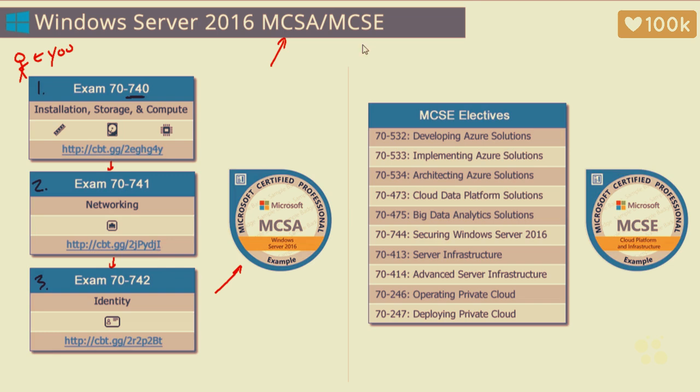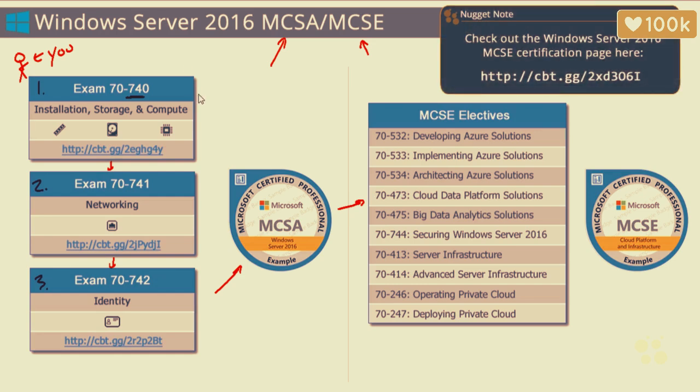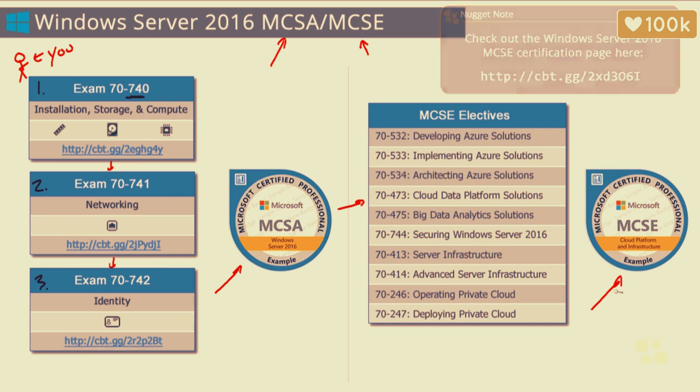I also really like how they redesigned the Microsoft Certified Solutions Expert certification. In the past, they were separate paths, which required multiple exams, and they were fairly difficult to acquire. Now, all you need to do to get your MCSE is first have your MCSA and then take a single exam out of their list of electives. By the way, this list will grow over time. This is the current list, and then you will be granted the MCSE for Cloud Platform and Infrastructure.